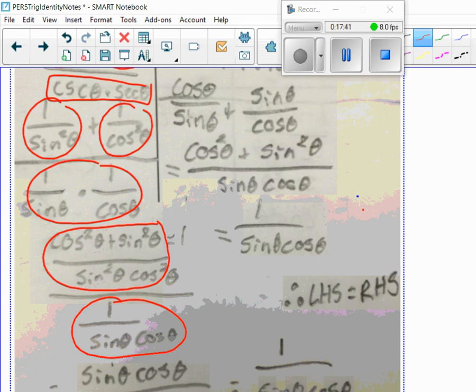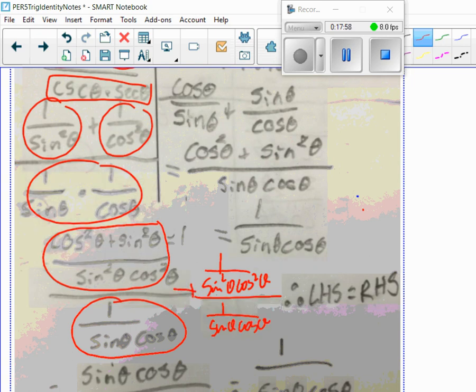He wrote equals 1. You have to actually write the step. So I'm just going to put it right here. You should have it as 1 over sine squared theta cos squared theta over 1 over sine theta cos theta. So you have to go to this step, and then you can go to this step. Yeah, that's what I'm trying to say. You're going to lose marks.